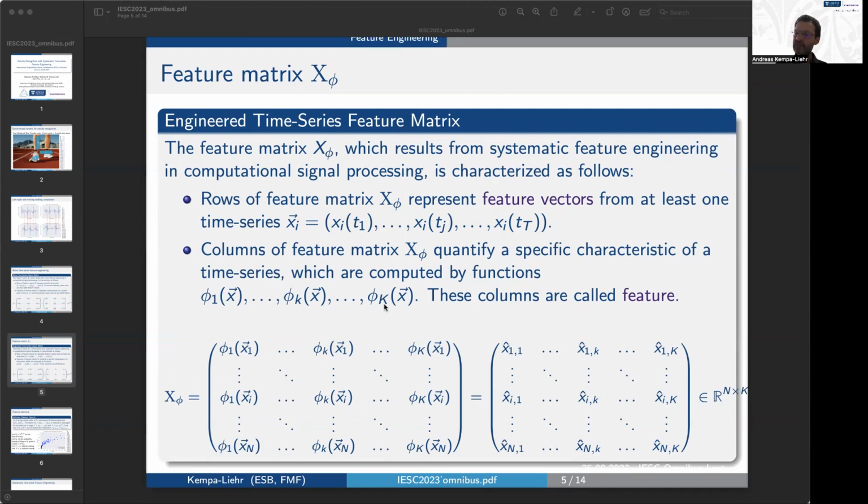So in the tsfresh example, capital K is around 800. So 800 different characteristics are computed from each input time window, each observed window with some sensor signals, and each of these functions applied to the input time series becomes a column of the engineered time series feature matrix. Right? So every column here is one specific function applied to one specific sensor signal. And every row is now the collection of all the different characteristics which we have computed.